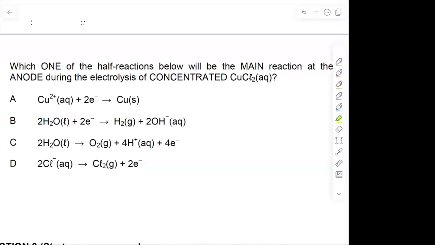Guys, if you've just joined on TikTok, remember, we've got a question up. This is the last multiple choice question. Then we're going to go into our long questions. Just post A, B, C, or D. Which one do you think is the correct one? Which of the half reactions below will be the main reaction at the anode during electrolysis of concentrated copper chloride?